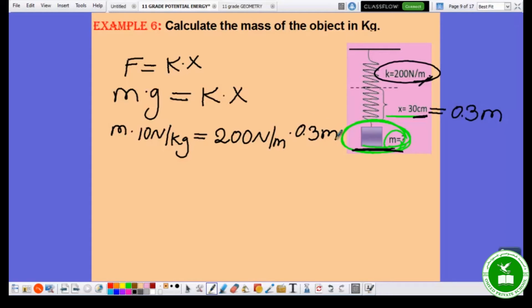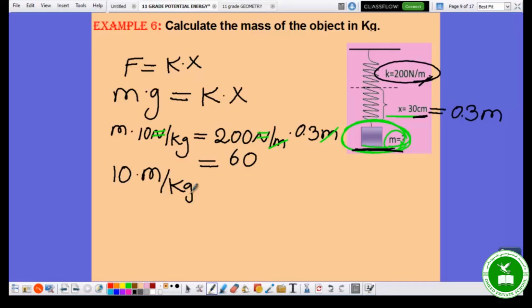Okay, you see here common factors we can cancel. Meter can be cancelled. Next, Newton can be cancelled. The remaining terms, here we have 10, here we have 200 times 3. This side 200 times 3 will be 600, equal to this side 10 into mass divided by kilogram.